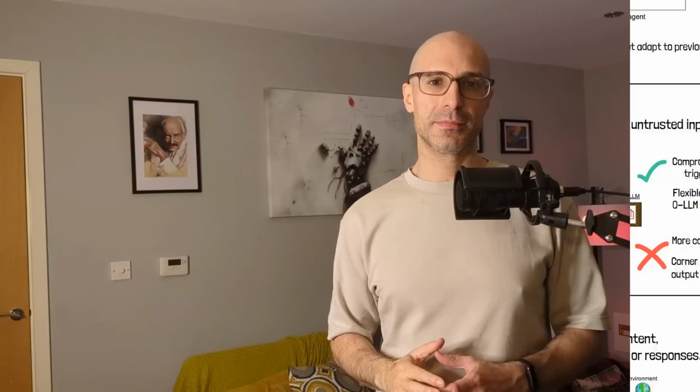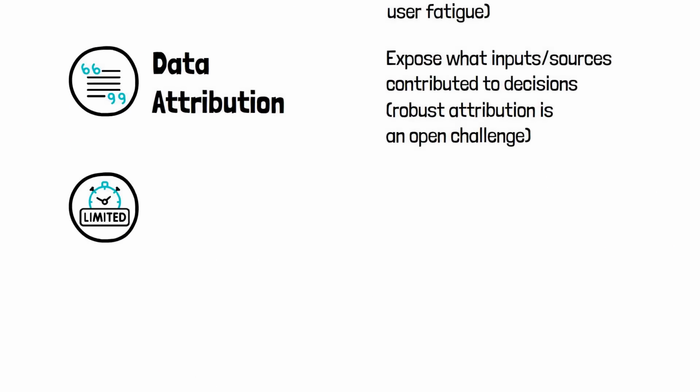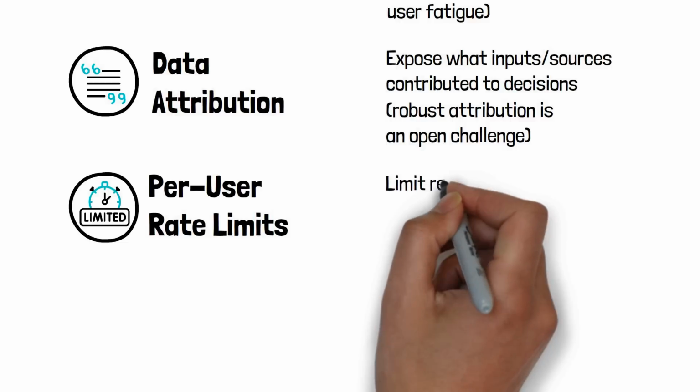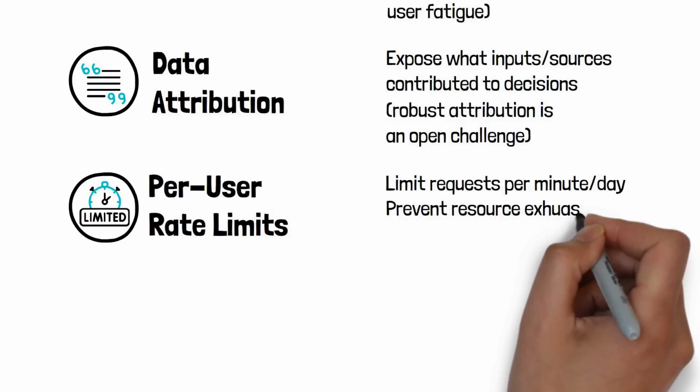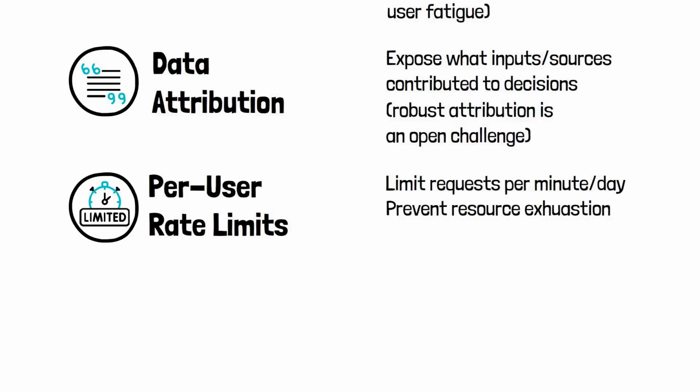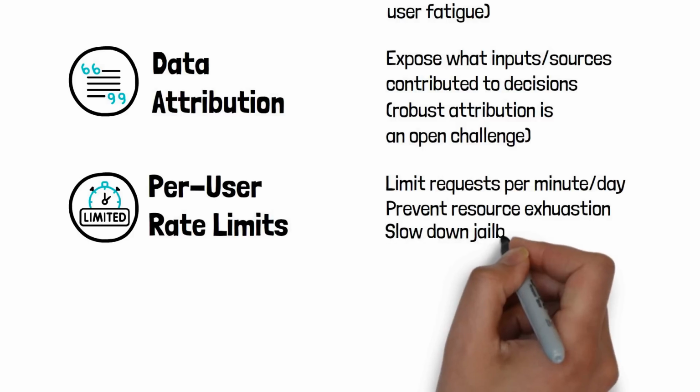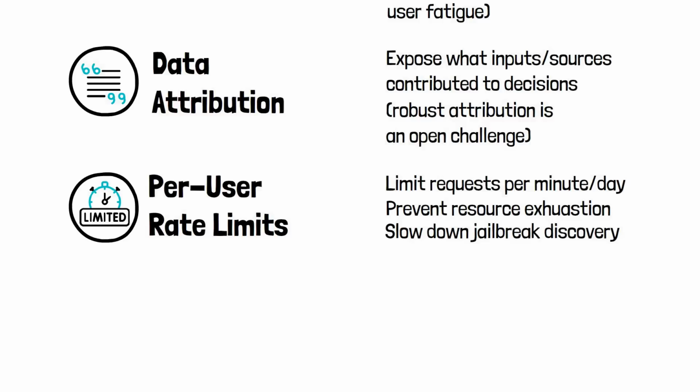I also wanted to quickly add a couple of operational controls I always recommend to my clients. The first is enforcing strict per-user rate limits, not just overall system throttling, but making sure that each individual user can only submit a certain number of requests in a given window. This is critical for two reasons. It stops a single user from exhausting all resources, and just as importantly, it slows down their ability to experiment and discover effective jailbreaks or prompt injection attacks against your system.